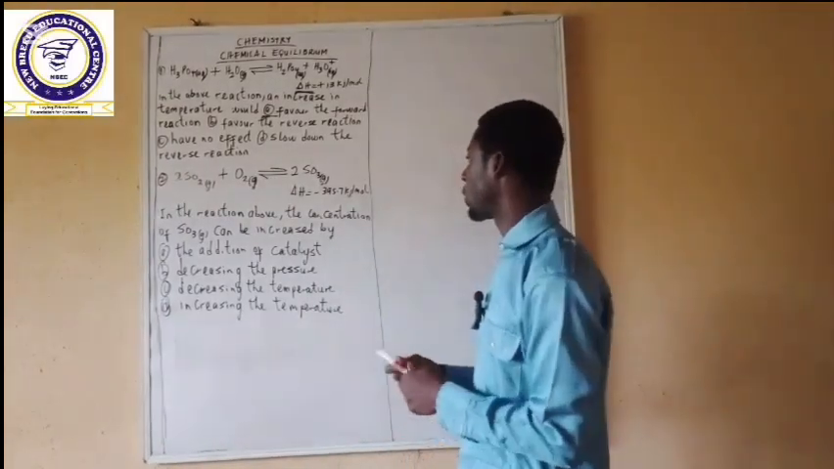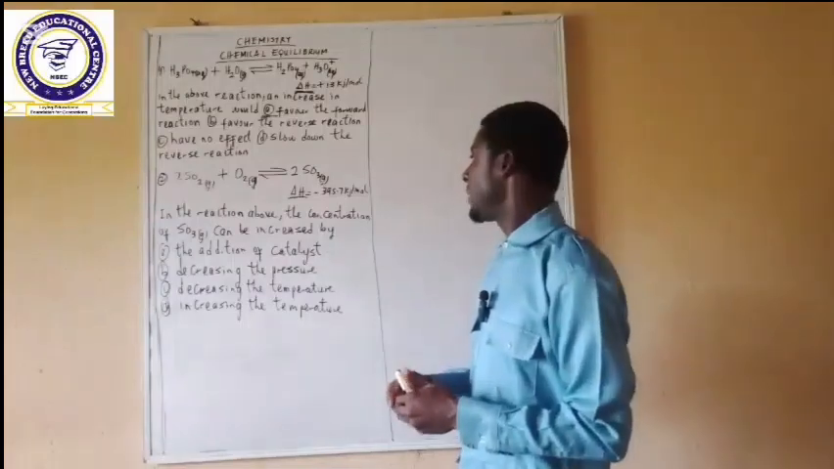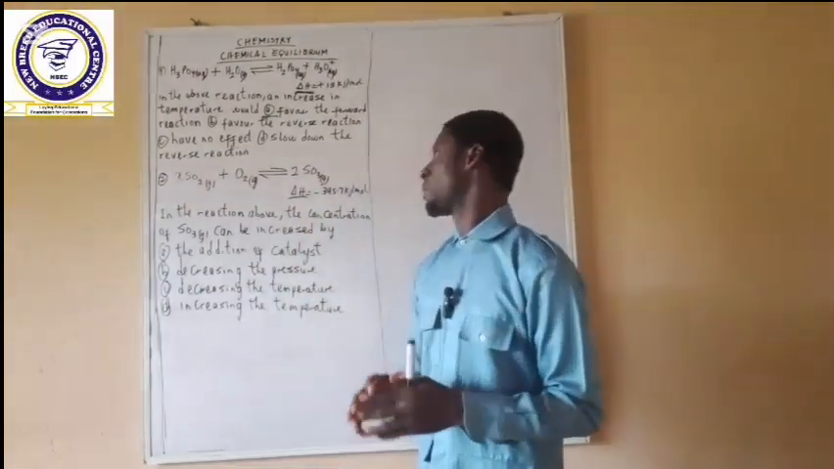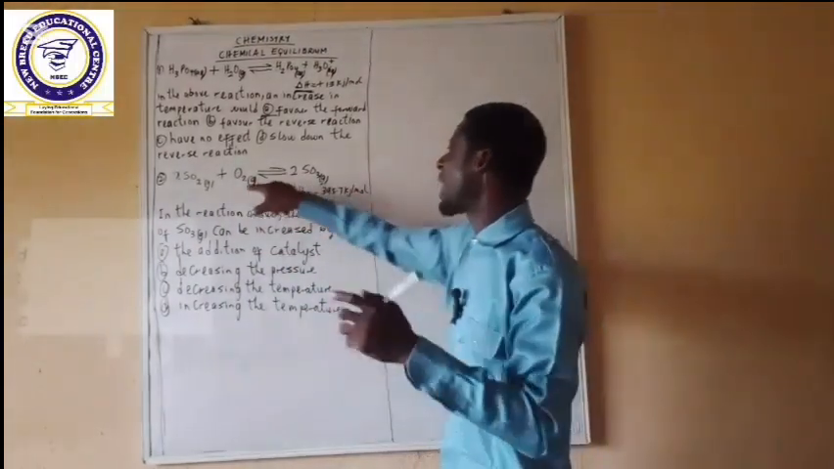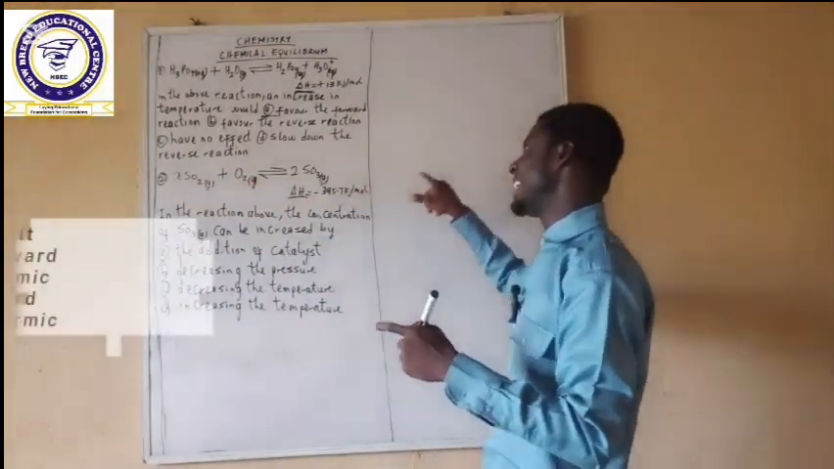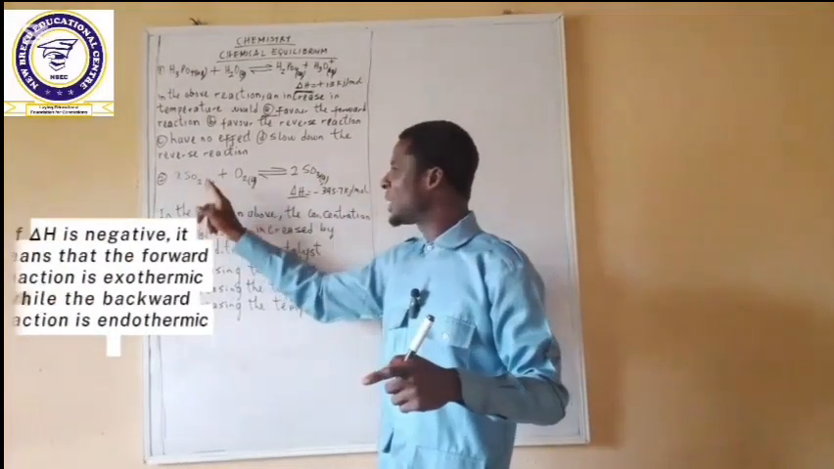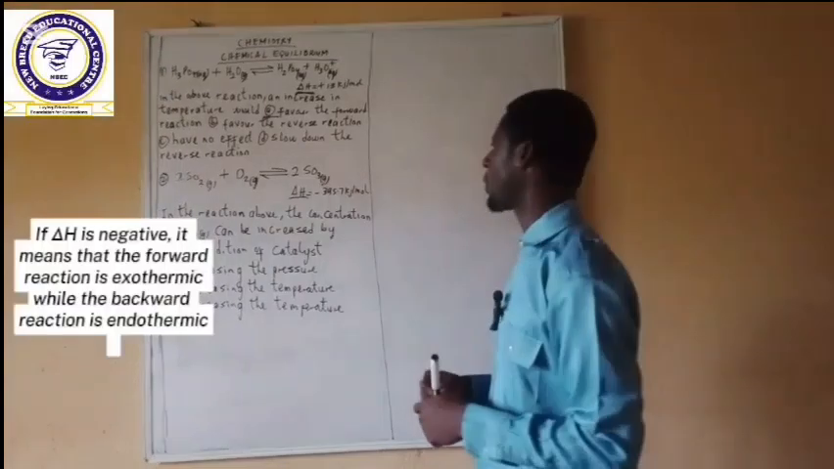This second question, let's look at our delta H. Delta H is negative. If our delta H is negative, and I say that this system will only have two sides, the forward reaction and the backward reaction, it means our forward reaction is exothermic and our backward reaction is endothermic. Let's come to our question.